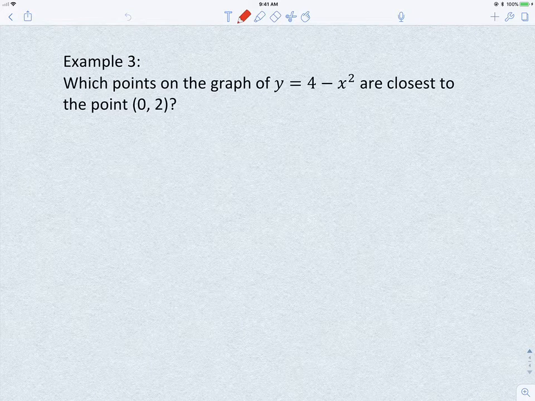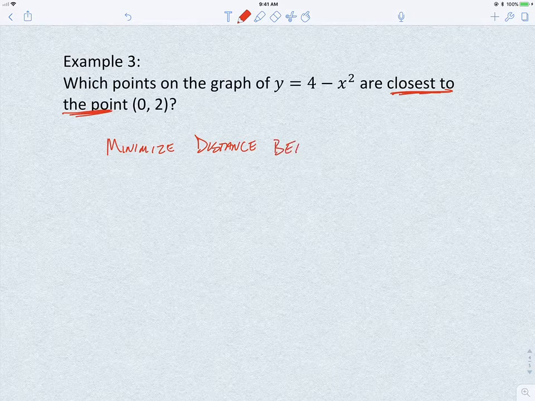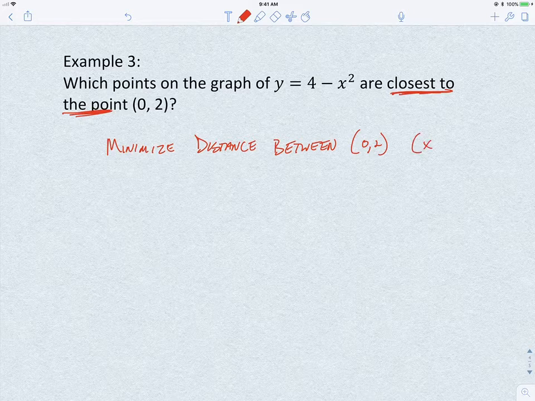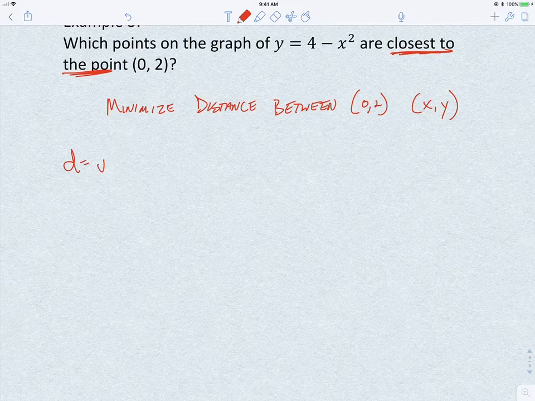Okay, the last example, we are going to try to minimize the distance because they ask what point on the curve is closest to the point 0, 2. So we want to minimize the distance between the point 0, 2 and some unknown point on the curve. We'll call it x, y. So first of all, we have to know the distance formula.